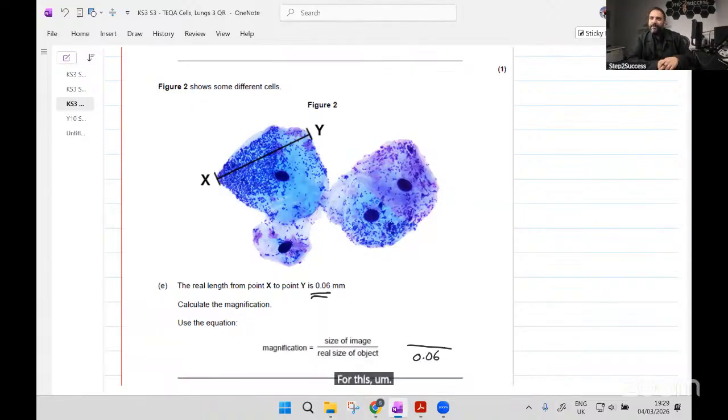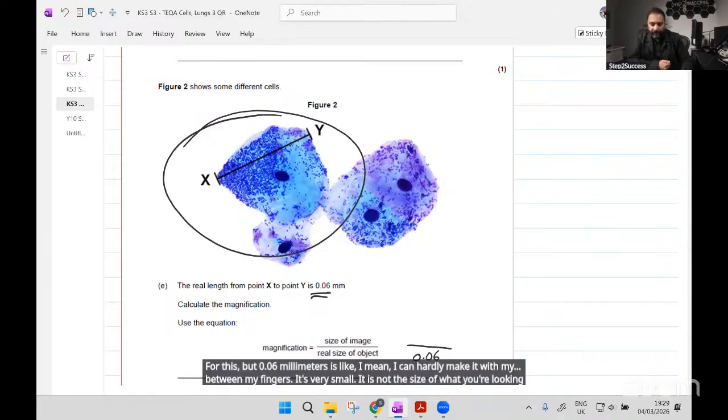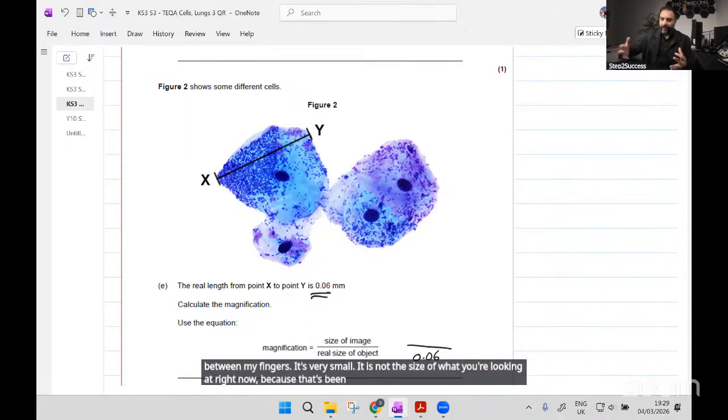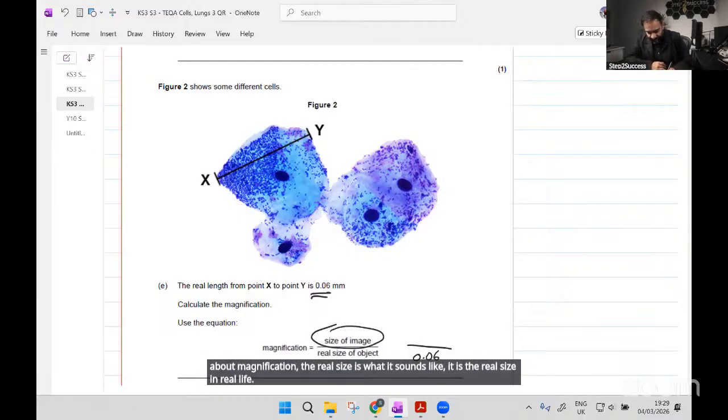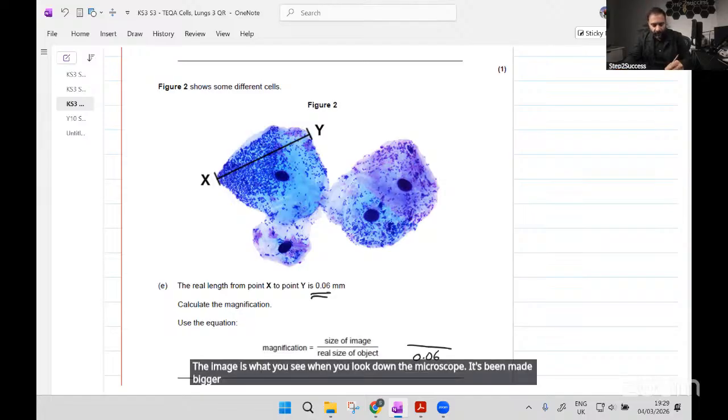Oh, but 0.06 millimeters is like, I can hardly hold it between my fingers. It's very small. It is not the size of what you're looking at right now because that's been magnified. So when you see this equation about magnification, the real size is what it sounds like. It is the real size in real life. The image is what you see when you look down the microscope. It's been made bigger.